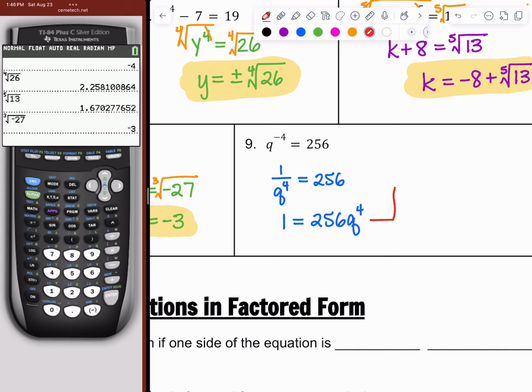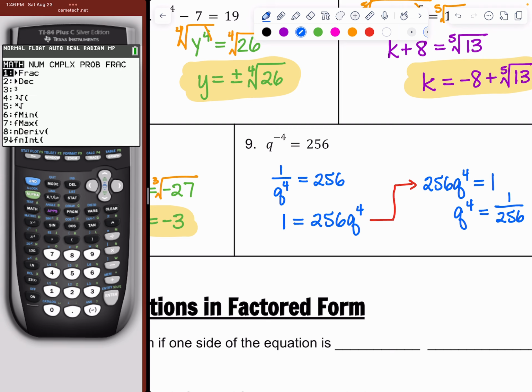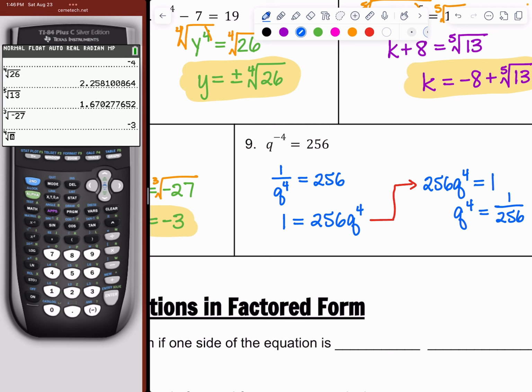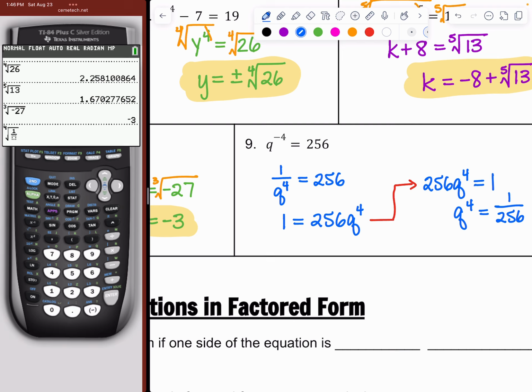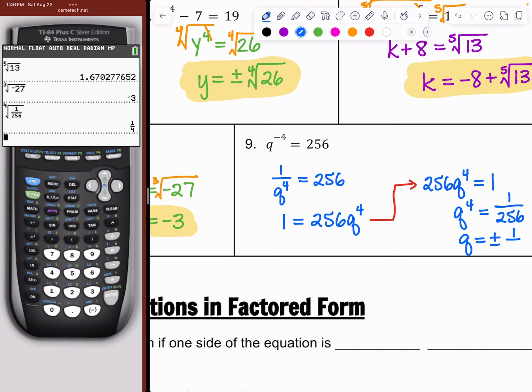Then what I would do is divide both sides by 256. So that'd be q to the 4 is equal to 1 over 256. And then I would take the fourth root of that, and I would get 1 over 4. And remember, it's going to be plus or minus 1 over 4. Make sure I put that we took the fourth root.